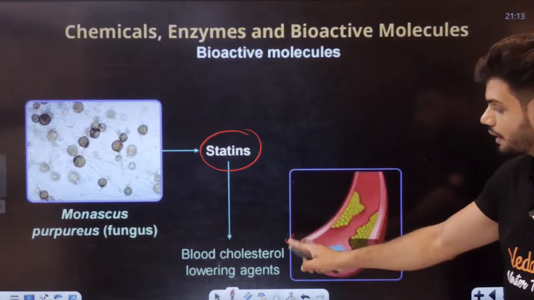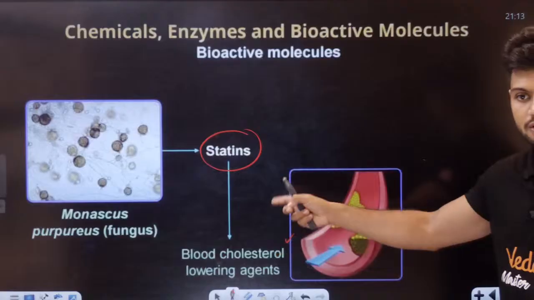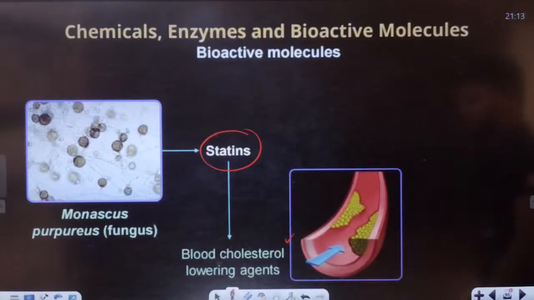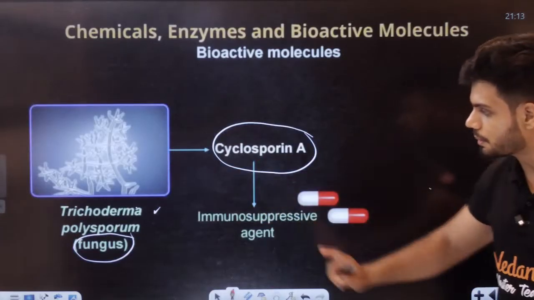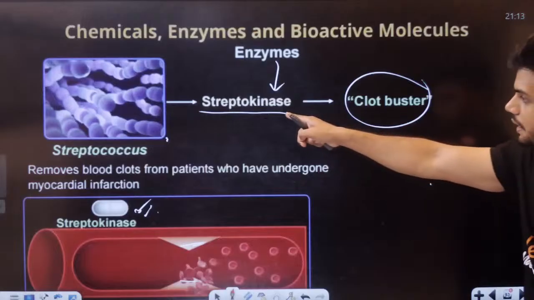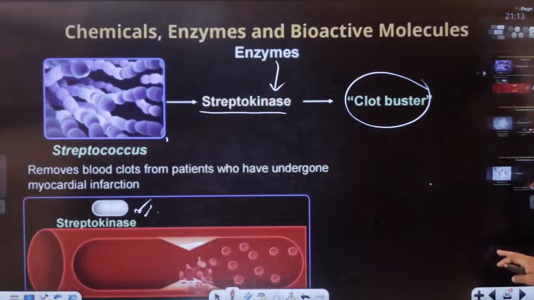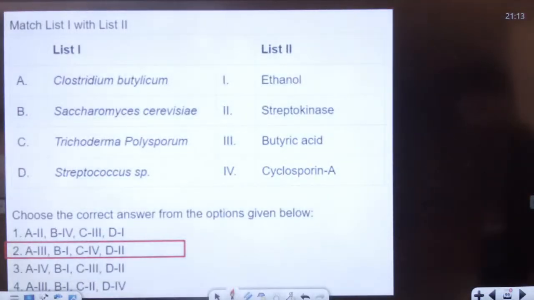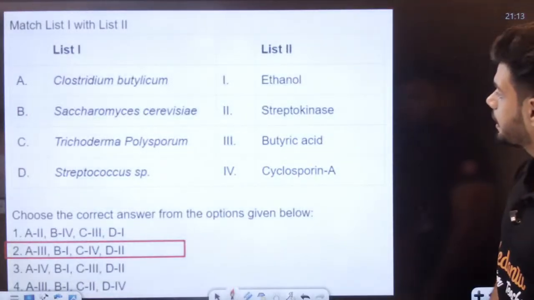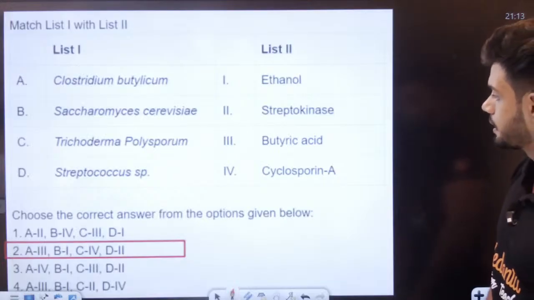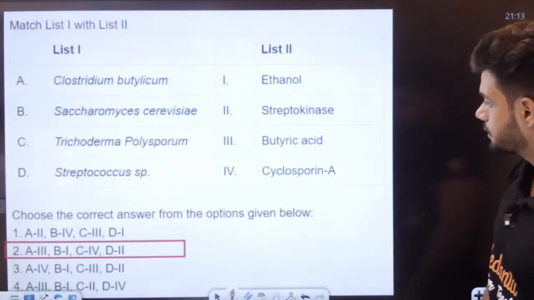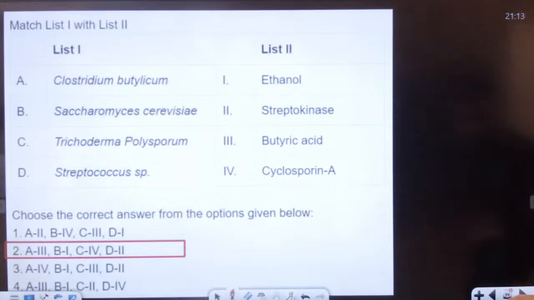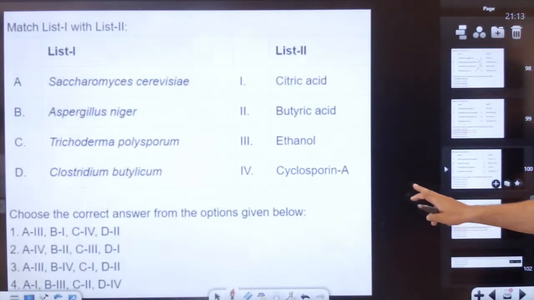Statin is a blood cholesterol lowering agent. Students, remember this also. Statin from Monascus purpureus. Then we have cyclosporin A from Trichoderma polysporum, and streptokinase from Streptococcus, the clot buster. Students, the answer is option number 2 here. A is 3, B is 1, C is 4, D is 2. Okay, 2 is the answer.